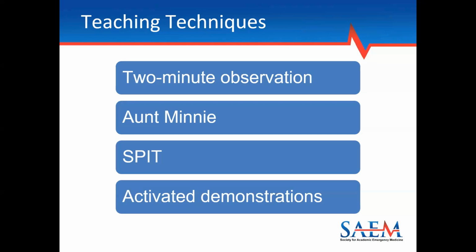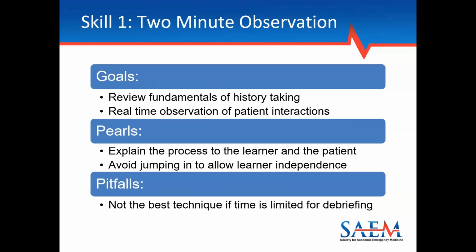So these are the 4 teaching techniques we're going to be covering today and that can be used with novice learners. The first of these is the 2-minute observation. So the goal of this is to have the clinician observe the student-patient interaction for just 2 minutes and slip out of the room during this time period. It should usually be the first 2 minutes of this patient interaction so you can observe the way the learner takes the history. The educator would be sure to explain the process to the learner ahead of time and the patient to avoid any disruptions or make them confused by the interaction.